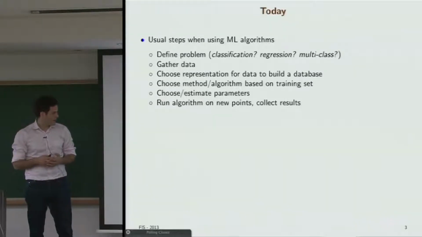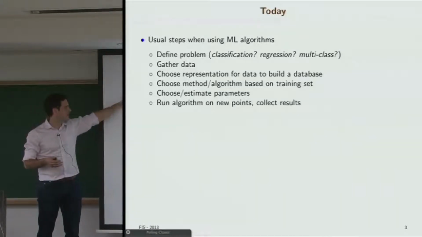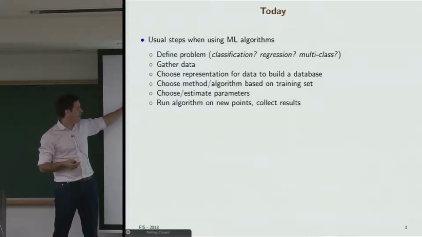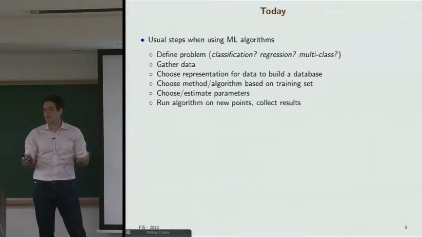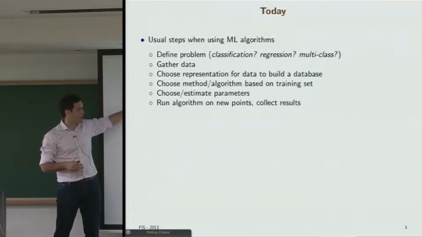And let me just briefly define the standard timeline when you have to address a machine learning problem, when you have to use an algorithm. Probably you would have to define the problem itself. Do you want to classify objects? Do you want to regress them? Do you have a multi-class problem? Typically, this is a problem that's given to you by a scientist, or a social scientist, or a company, an engineer. And you will help define the problem better, then gather the data.